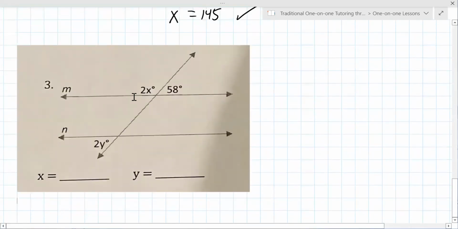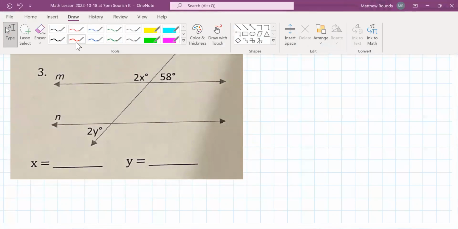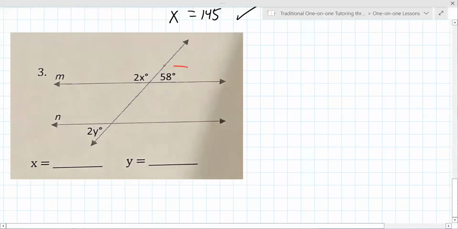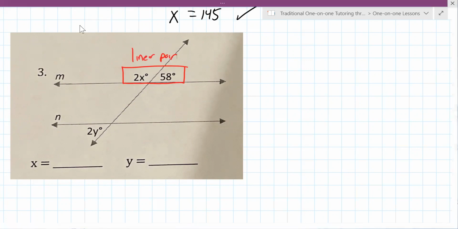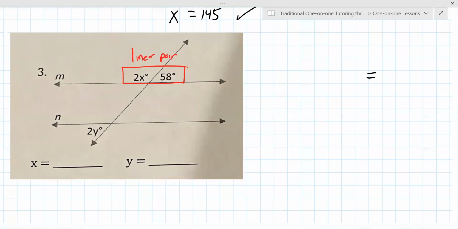All right, so here's a new problem for us to look at. Let's start with the fact that 2x and 58 make up what's called a linear pair. So can you tell me the equation to write over here on the right for a linear pair? What must add up to what for a linear pair?